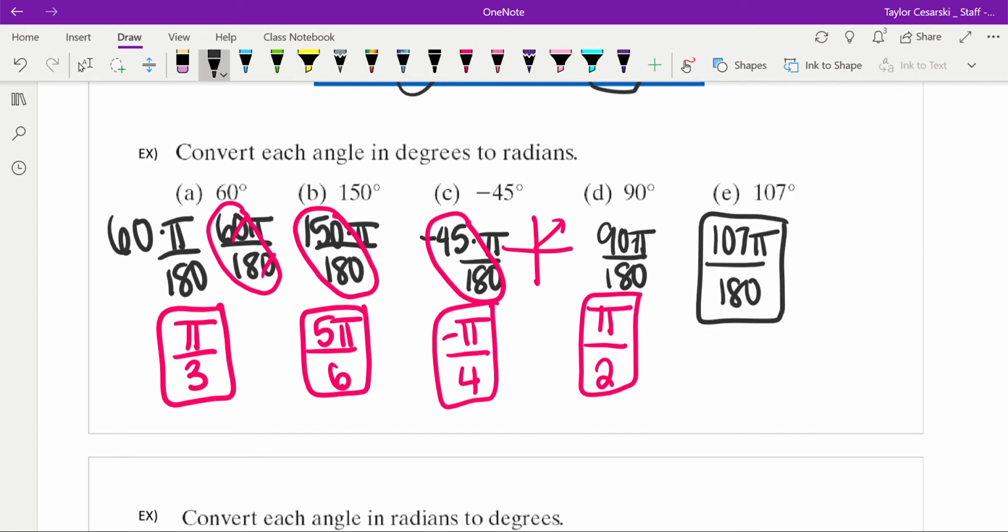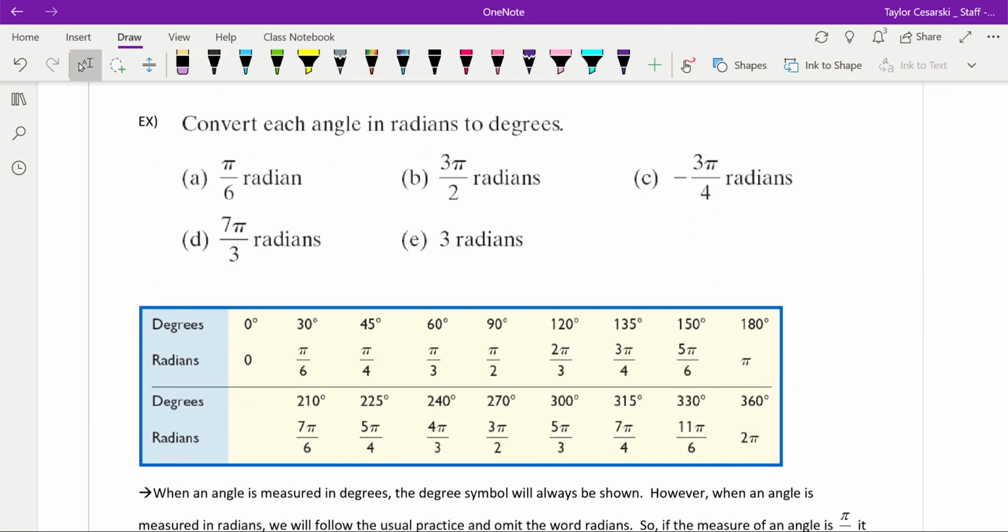Now we're going to go backwards. Convert each angle in radians to degrees. So pi over 6, and I'm going to write over this so that I can cross some stuff out. Instead of pi over 180, it's 180 over pi. So my pi's are going to cancel out, and I'm left with 180 divided by 6, which is 30 degrees. Again, you should practice these without your calculator, especially ones like this that are pretty basic angles.